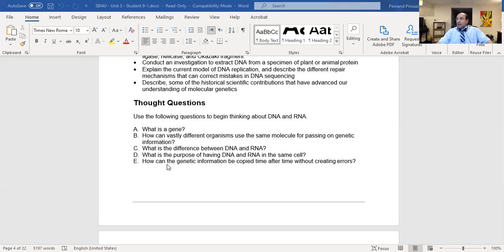Now you can really expand those different examples, and now you understand the role of the DNA and the RNA. Then how can the genetic information be copied time after time without creating errors? This is because we do have different systems in our cells and our nucleus that will allow us to even correct some genetic errors.